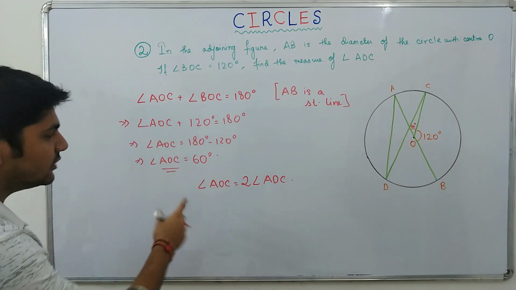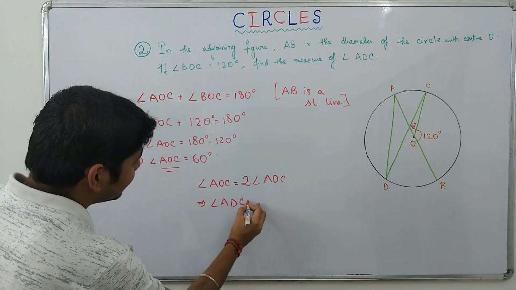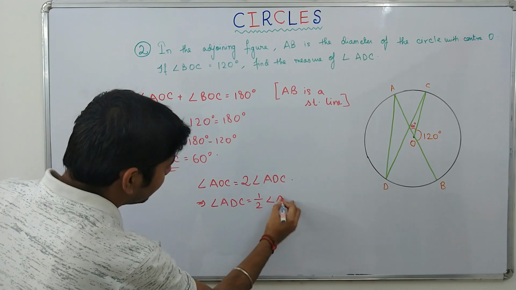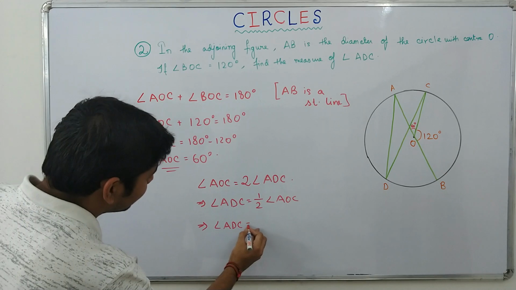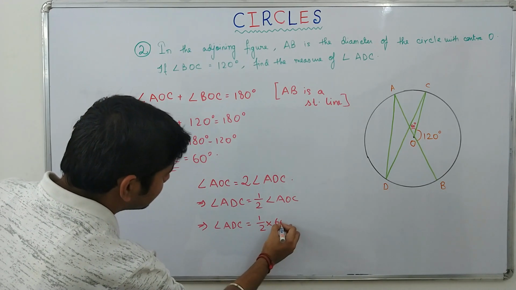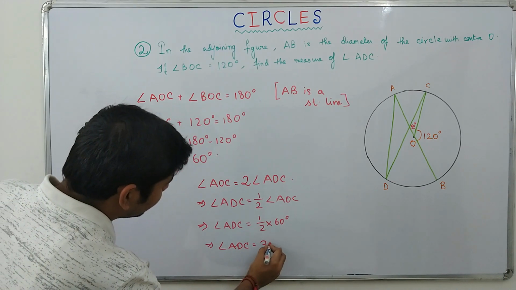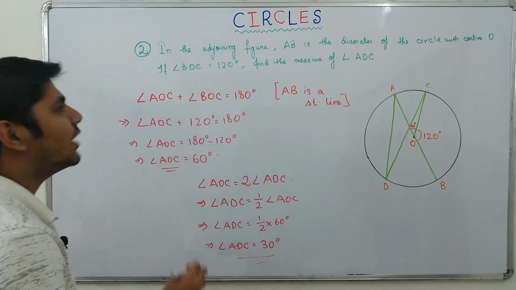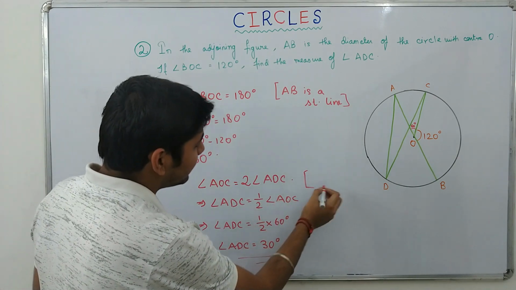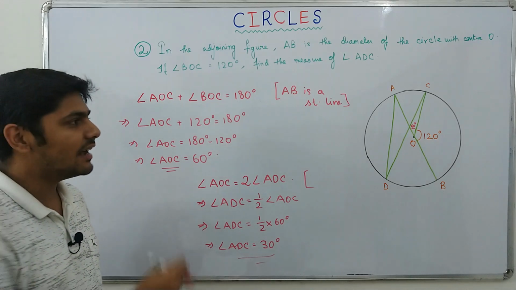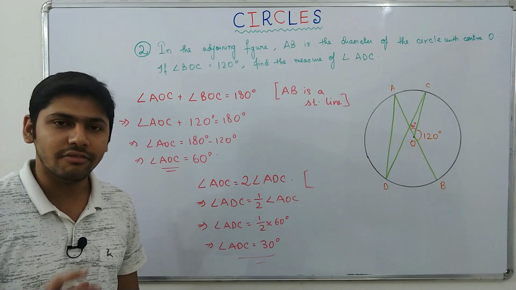We have to find angle ADC. We already know angle AOC, so we can calculate it. So therefore angle ADC will be half of angle AOC. Therefore angle ADC is equal to half into 60 degree. So angle ADC will be 30 degree. The answer. So angle ADC is equal to 30 degree. And beside this, I will have to write the theorem that I applied, that the angle subtended by an arc at the center will be double the angle subtended by it on the circumference. Okay.